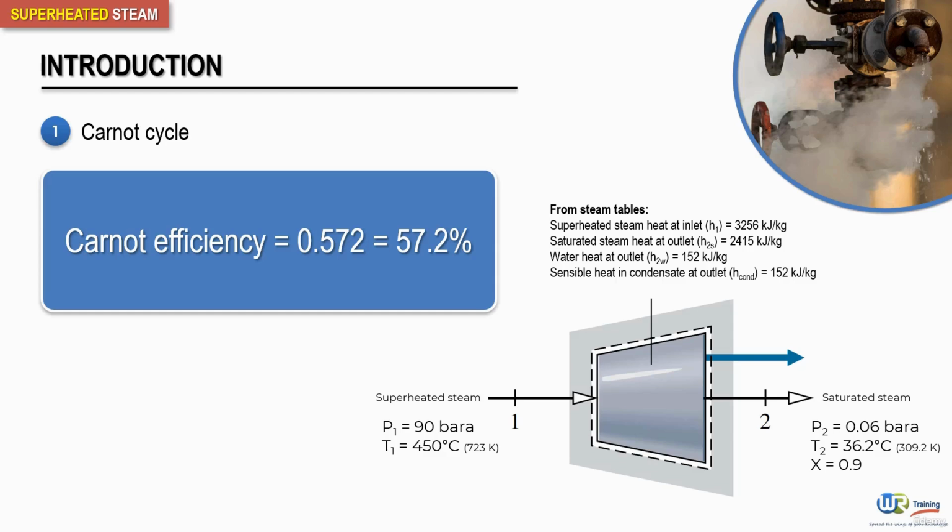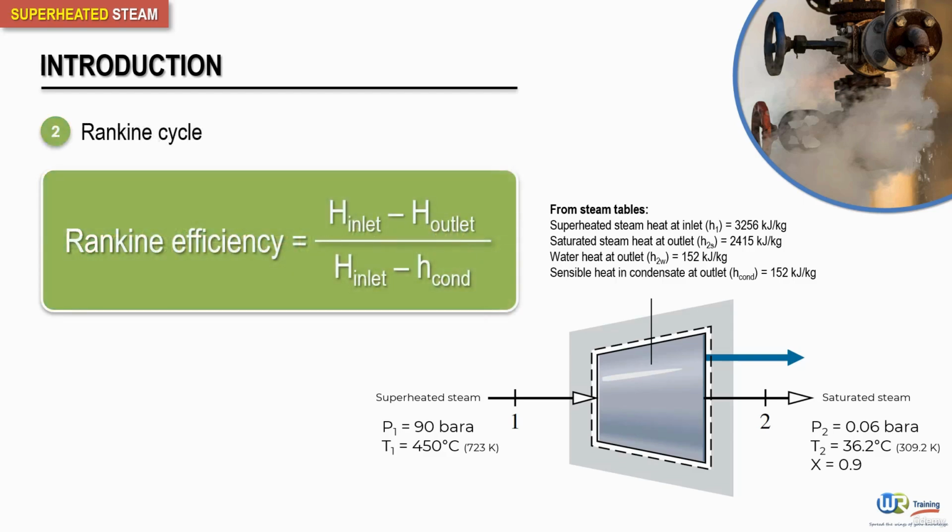Okay, let's now determine the Rankine efficiency. This can be done using the formula shown now on screen, where H sub inlet is the heat at the turbine inlet, H sub outlet is the heat at turbine exhaust, and H sub cond is the sensible heat in the condensate. H sub inlet is 3256 kJ per kilogram, obtained from the superheated steam tables.